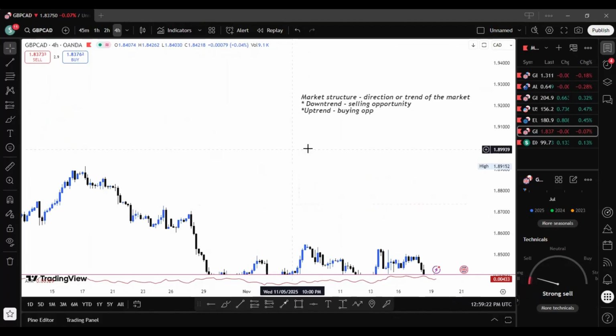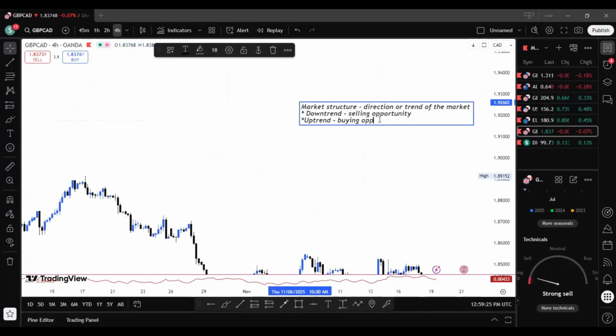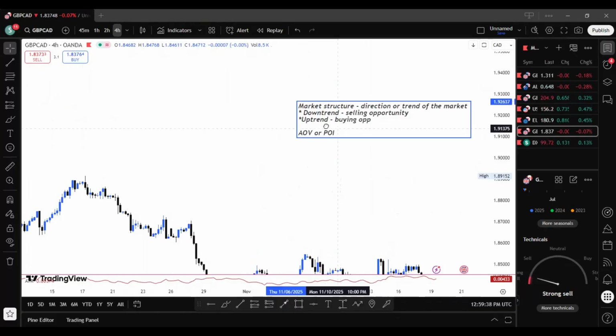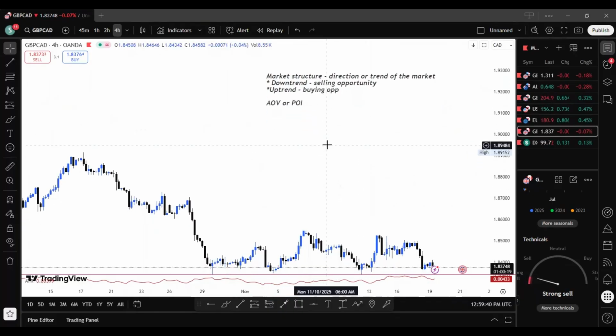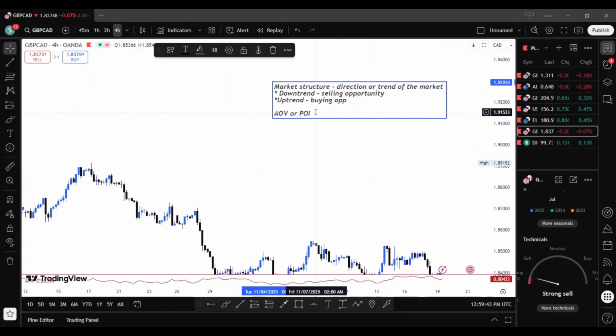All right, once I identify the market structure, which is a downtrend in this particular case, the next thing I'll look for is what we call the area of value, or point of interest. Area of value or what? Point of interest. It is that area or zone where you are looking for a buying or selling opportunity. So in this particular area of value, the thing I focus on is support and resistance, my support and resistance zone.